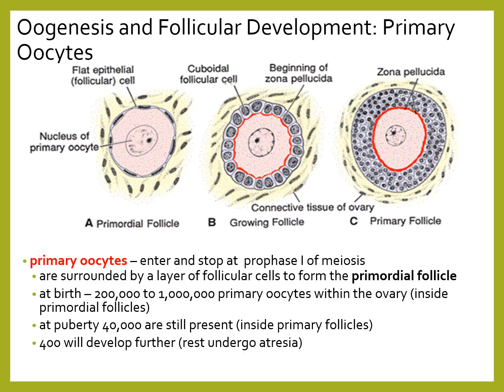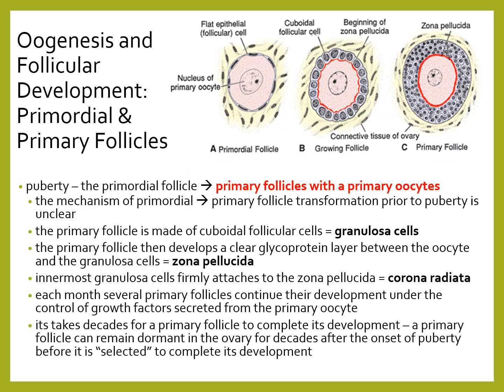At birth, it is estimated that there are 200,000 to 1 million primary oocytes located within the ovary. These are found inside primordial follicles. At puberty, this number decreases to around 40,000. They are found to be inside follicles which are called primary follicles. And out of those 40,000 primary follicles containing primary oocytes, only 400 will develop over the rest of the reproductive life of the female. The rest of these will undergo atresia.